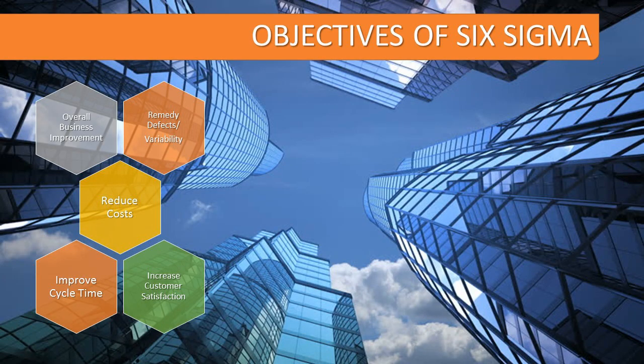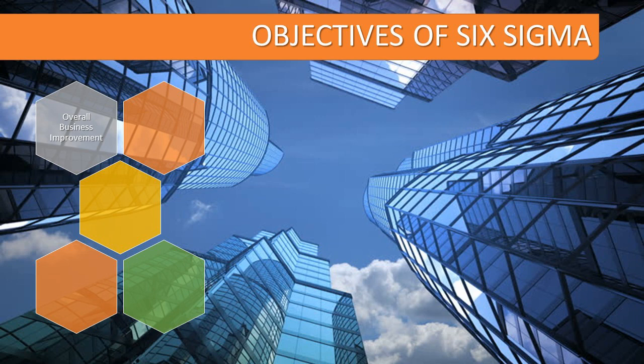Six Sigma has several objectives for business. First is overall business improvement. Second is remedy defects or variability. Third is reduced cost. Fourth is improve cycle time. And finally, increase customer satisfaction.